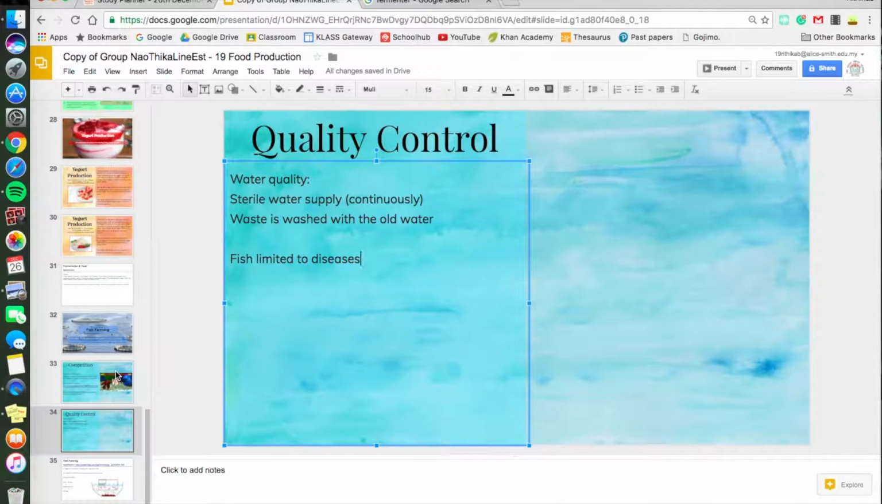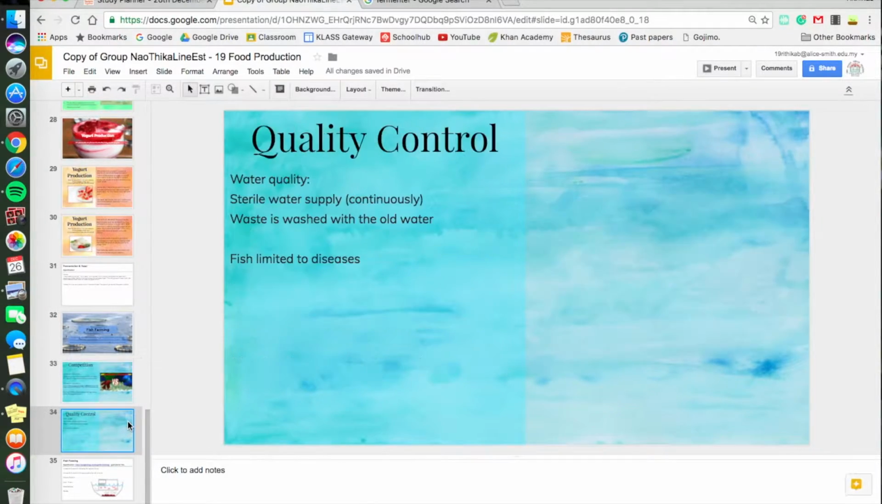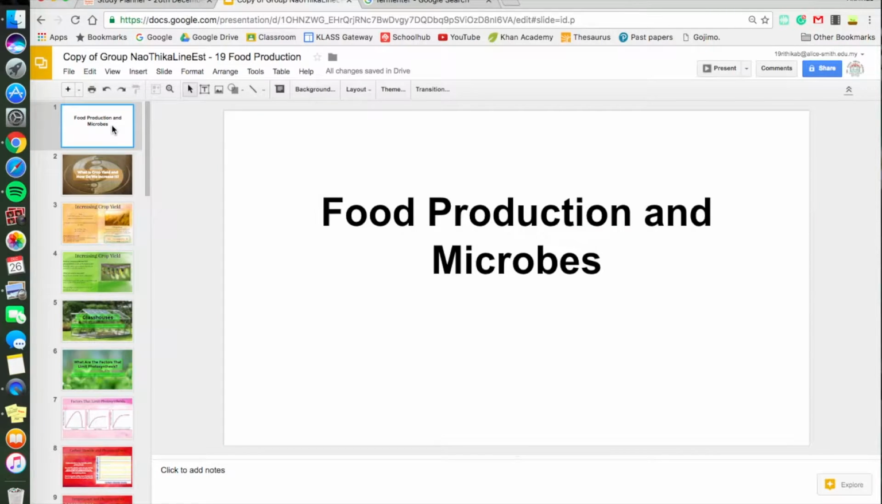And like I said before, selective breeding is done so that only the best fish are bred, and that produces more good protein-rich fish. And that's it for food production and microbes.